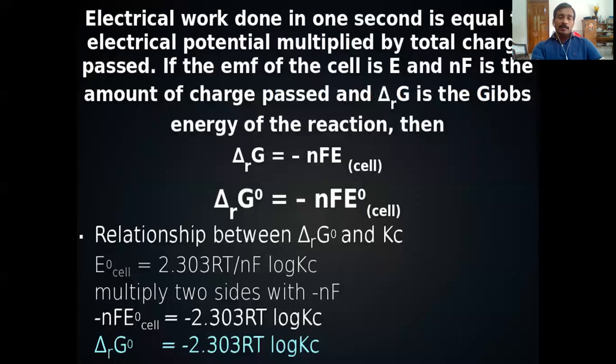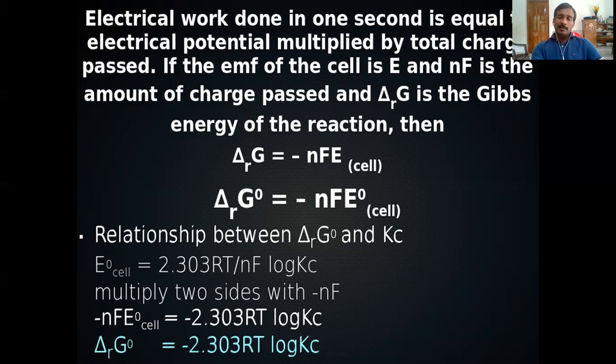Now the relationship between delta G and electrode potential, E cell. Here, you know, electric work is equal to electrical potential multiplied by total charge. What is the electrical potential? E cell can be taken as the electrical potential. The total charge is the number of moles of electrons times the Faraday, nF. That is the total charge.